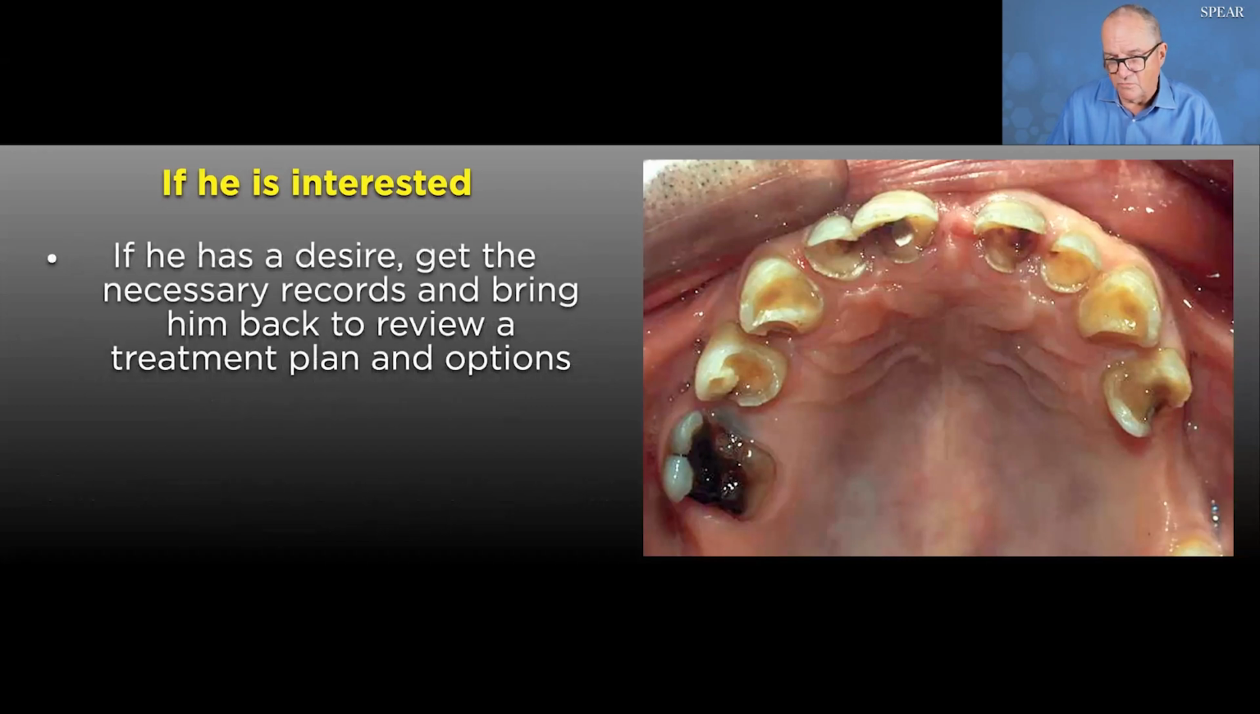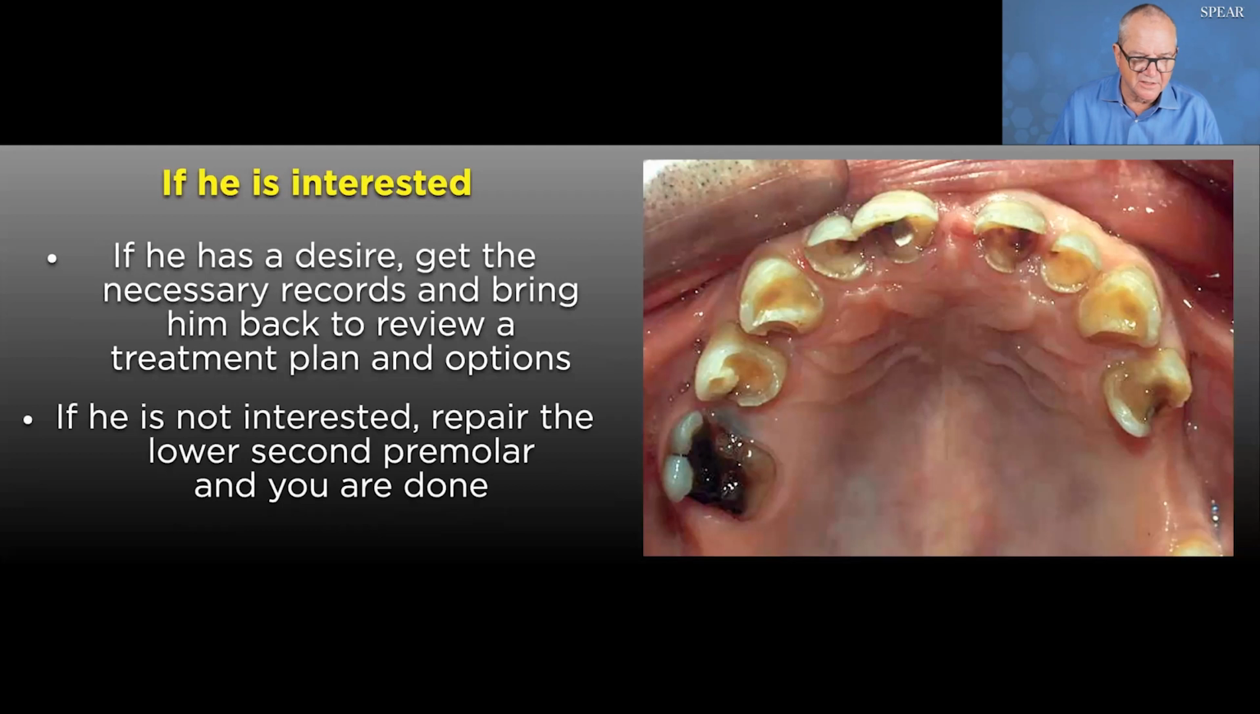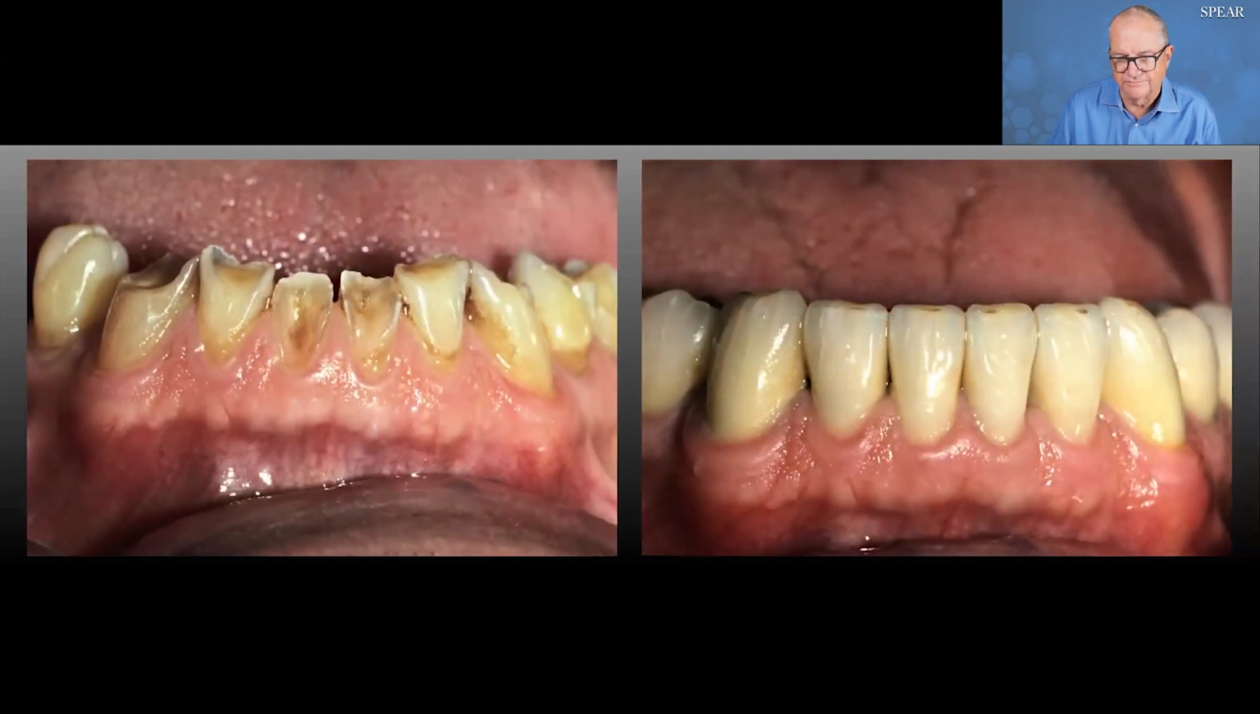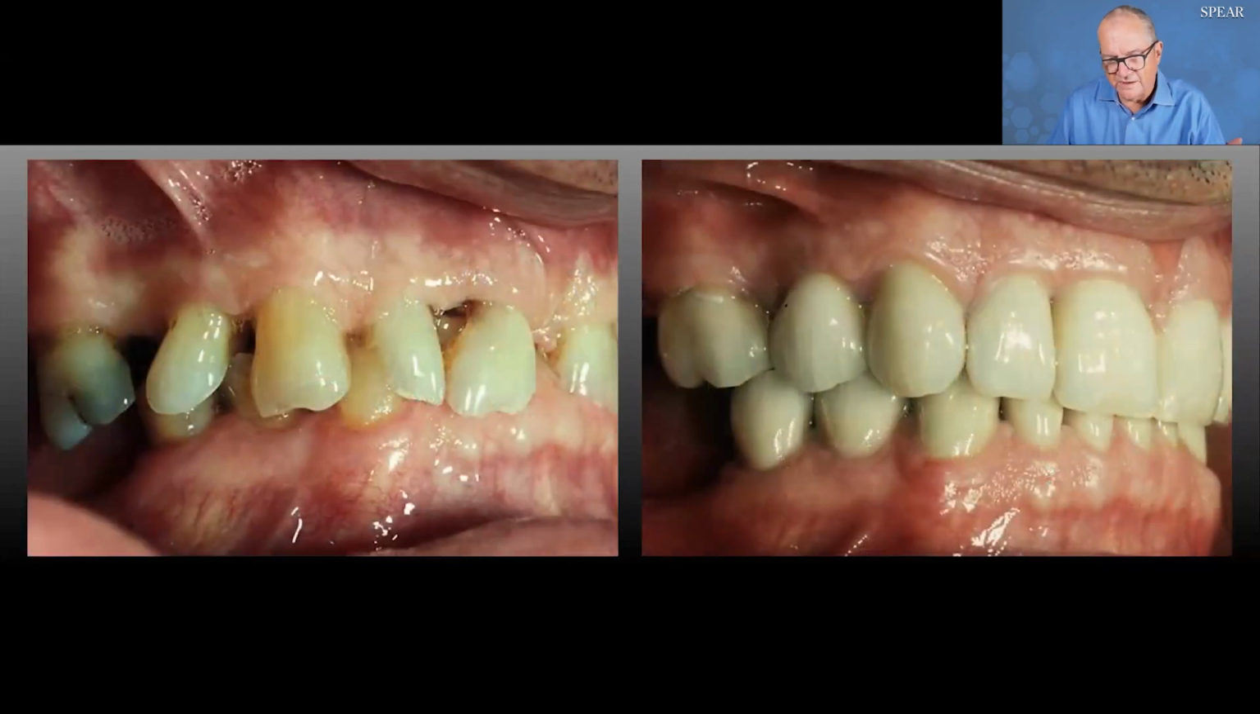If he wants to do it, schedule him to come back for the exam, the photographs, the radiographs, and the models. If he's not interested, repair where the amalgam was and send him home. What did he do? He did everything. Would I have ever dreamed that he'd do everything? No, he didn't. The whole mouth. Now, we didn't have dentin adhesives and we didn't have the composites in 1983 we have today. So composites really weren't an option for him then because we just didn't have the materials. Today, composites would be an option for him.